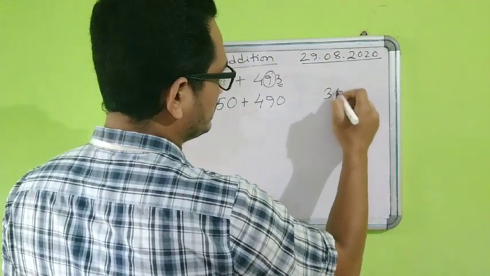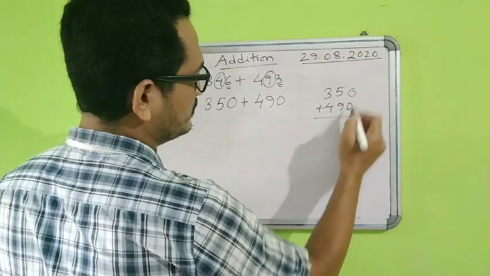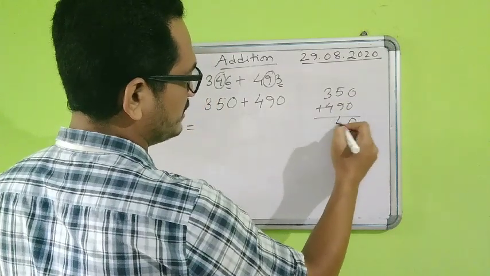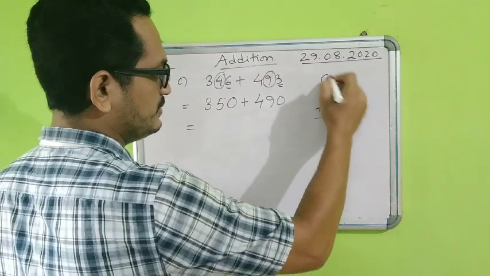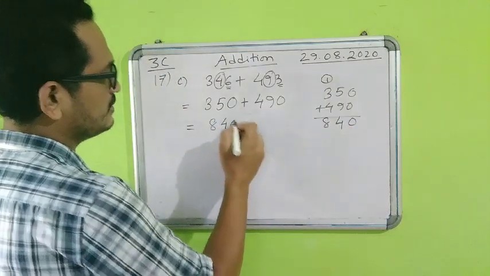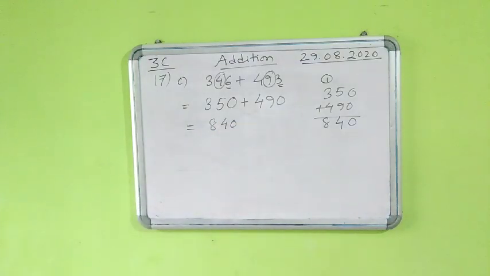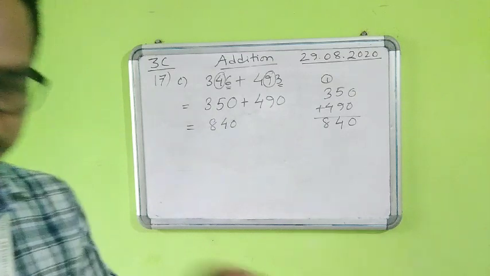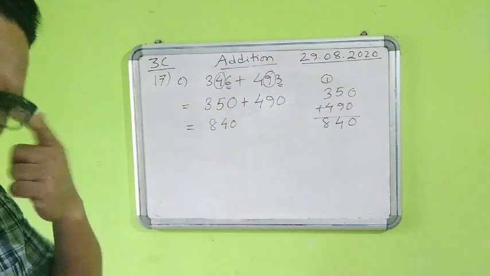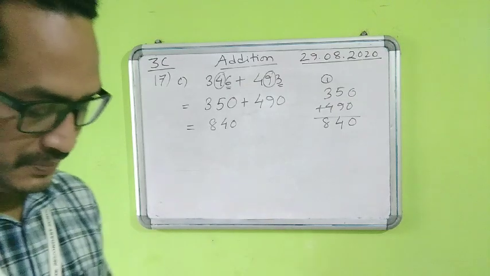If you get difficulty, you can add in this way also. That is 0 plus 0, 0. 5 plus 9, 14, 4 and 1 in hand. 4 plus 3, 7, plus 1, 8. So that means how much is it? 840. Fine. So that will be your question number 17C. So 17A and B I am leaving because it is a similar question. So please copy this down.